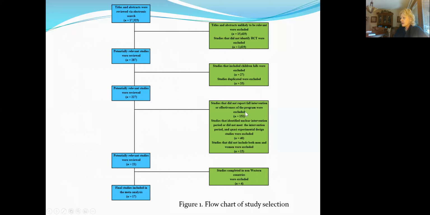And then they eliminated studies that didn't report fall intervention or effectiveness of the program. And they also excluded unclear intervention periods or studies that didn't meet the requirements they had set, or if it was a quasi-experimental design. And 15 studies were excluded because they didn't include both men and women. So now they're down to 21. The studies that were completed in non-Western countries were excluded, so that was 4, and that left them with 17 studies that they included in their meta-analysis.